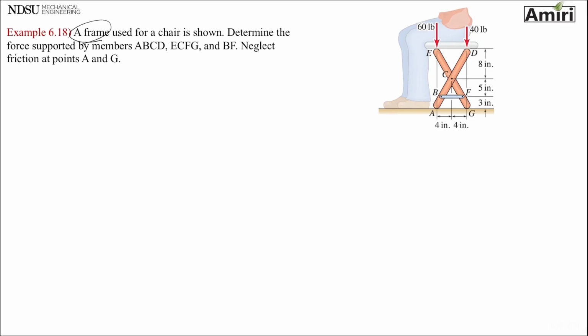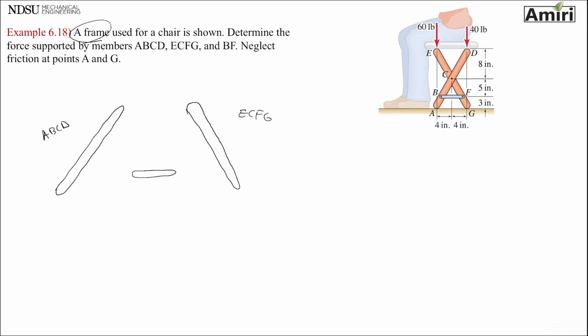Okay, so let's see. Now that I know it's a frame, let's draw the free body diagram. And at this point, I hope everyone is an expert in drawing the free body diagram. So I have to take it apart. So this is going to be my ABCD member. This is going to be my ECFG member. And don't forget that little 2-force member in between.